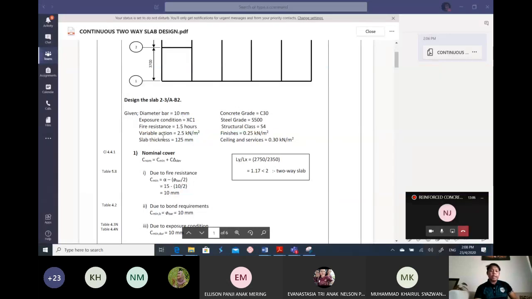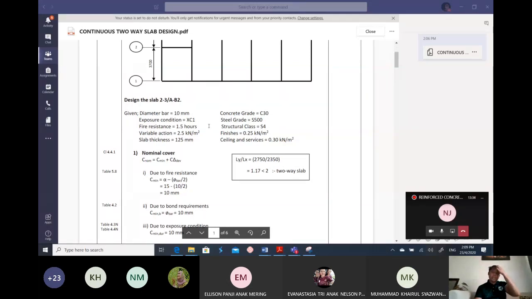The exposure class XC1 is already given, but if it is not given, you have to check based on the exposure class condition in table 4.1 in your design appendix. You have to refer to that table and to the location of the project, then determine your own exposure condition.